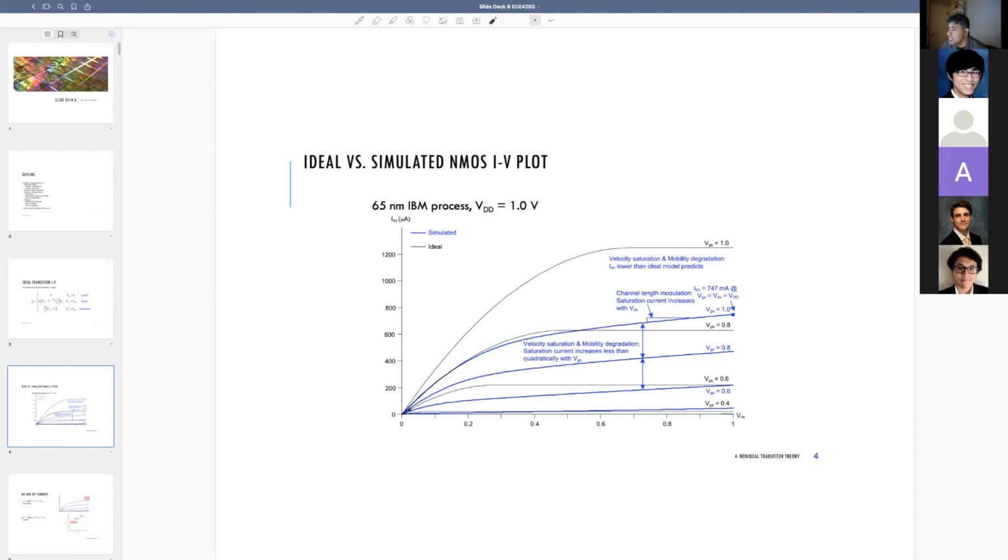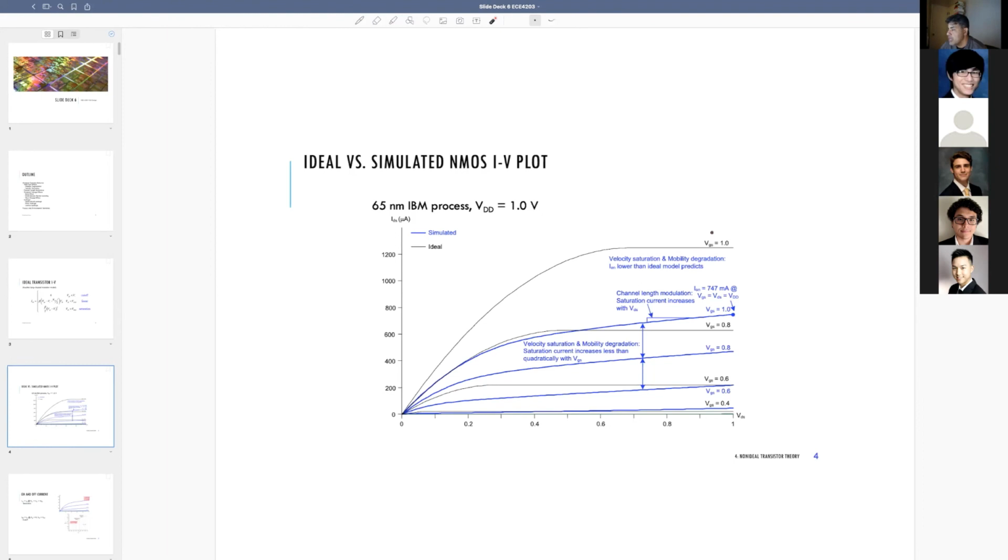The blue is the simulation. The steps between 0.4 and 0.6, 0.6 and 0.8, 0.8 and 1 are a lot smaller. Also notice that the actual maximum value of current is lower for the real case. You guys see my little red cursor? This is the maximum current for a gate source voltage of 1 volt, and in this particular case it gives you 747 milliamps of max current. If you use the level 1 model, that same volt would give you about 1250 milliamps. So the level 1 model is predicting a significantly higher saturation current.